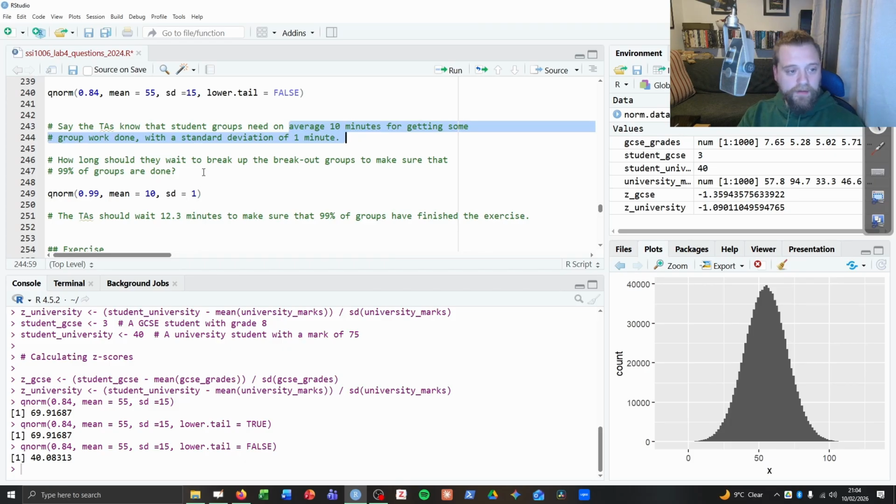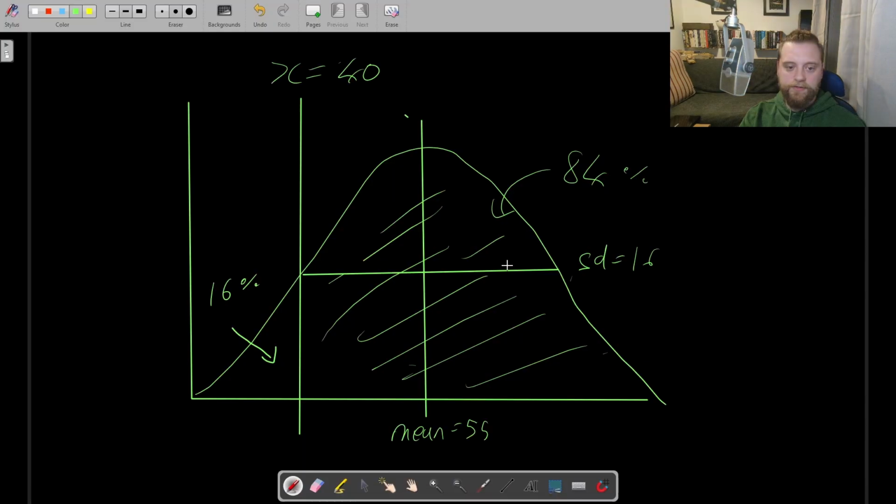Now, a useful thing I might want to do then is to say, well, how long do I have to wait until 99% of groups are finished, assuming that we've got this normally distributed shape? Well, I just have to plug the numbers in. So here's my mean of 10 minutes, my standard deviation of 1 minute, and then I specify that I want 99% of the distribution to have finished.